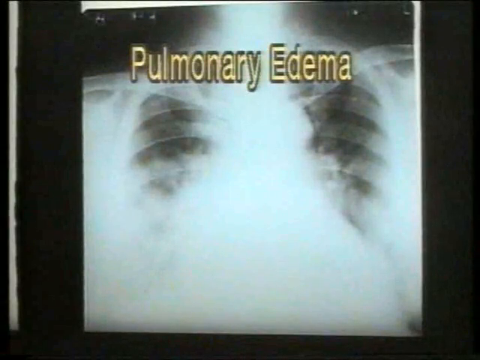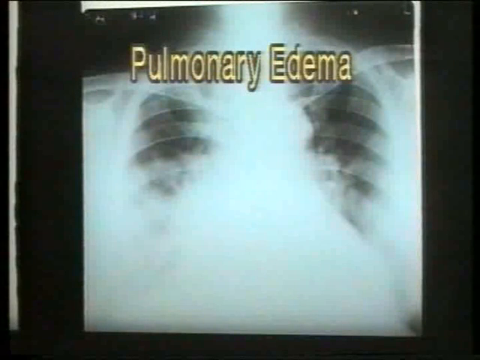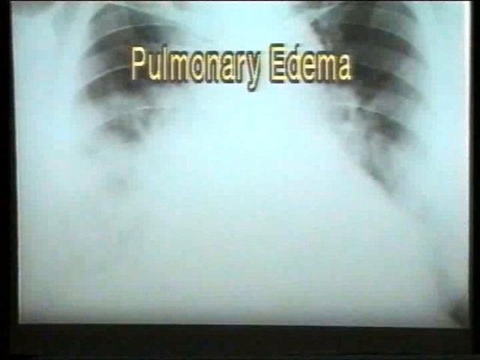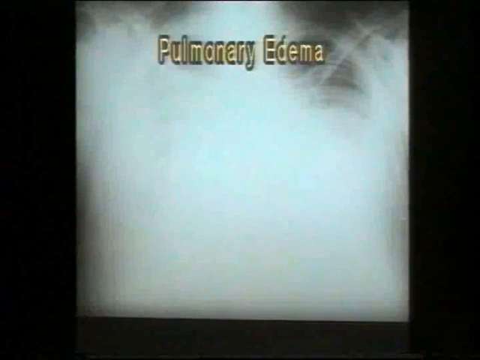Now let us see the various changes on X-ray. Note the consolidation in both lower zones which is patchy and more on the right side. Of course, if the patient lies in the left lateral position in the bed, then it can be more on the left side also. Such consolidation along with cardiomegaly is very suggestive of acute pulmonary edema. Now this is a very interesting series of 3 X-rays.